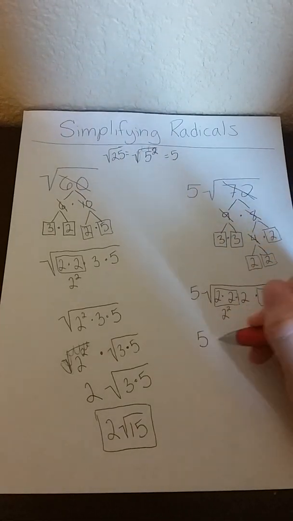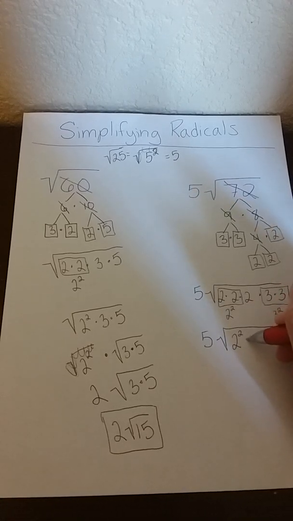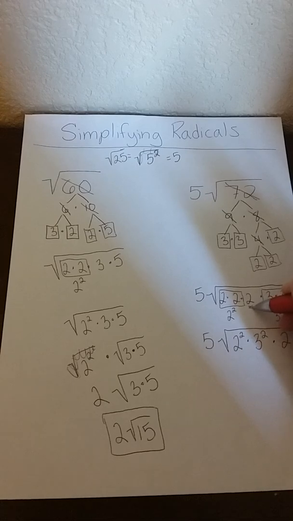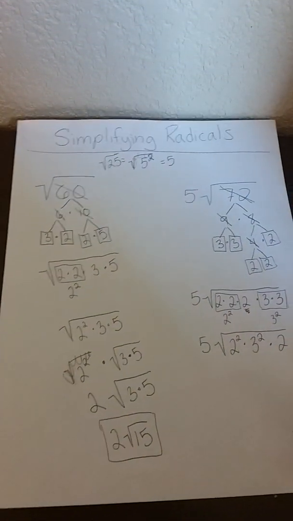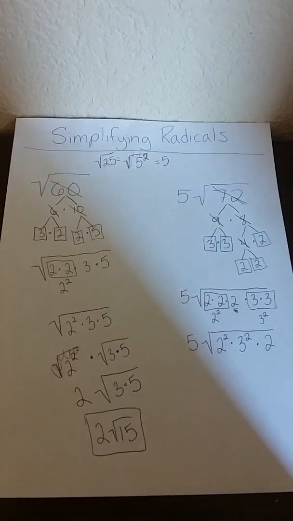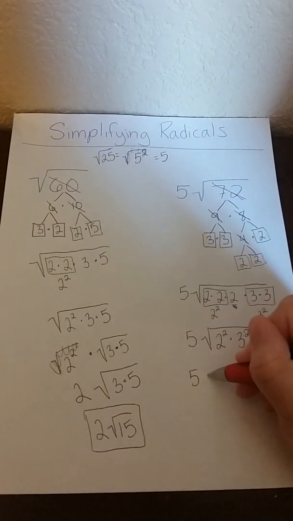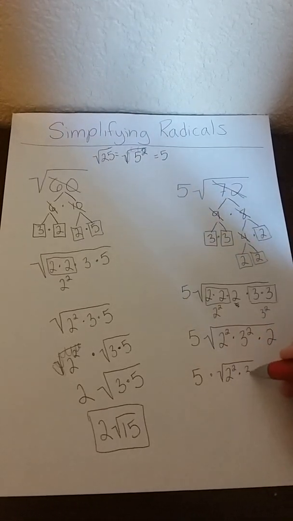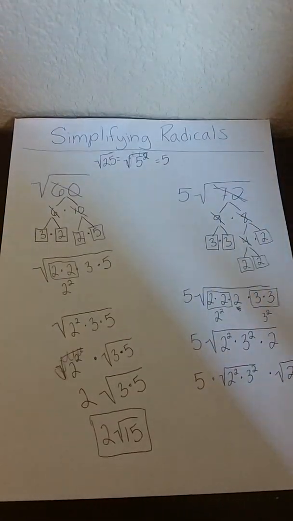So now this is 5. I have the square root. I'm going to put my squareds in front. 2 squared times 3 squared, and then I have that extra 2 that didn't have a partner, so it didn't become squared. Okay, I'm going to break this down. I've got 5. My squareds are going to be in one group. My alone one by itself.